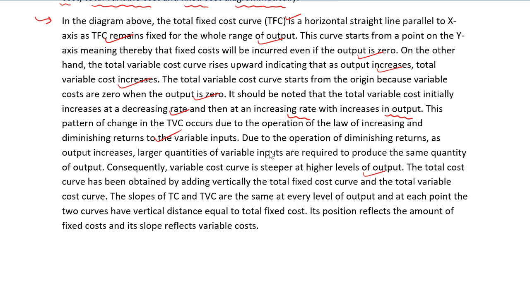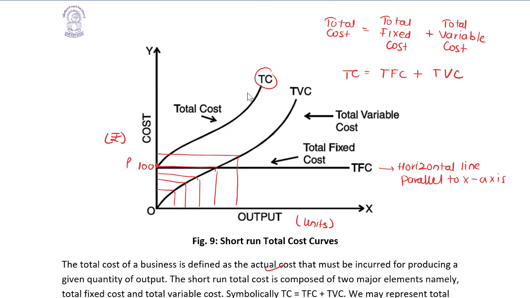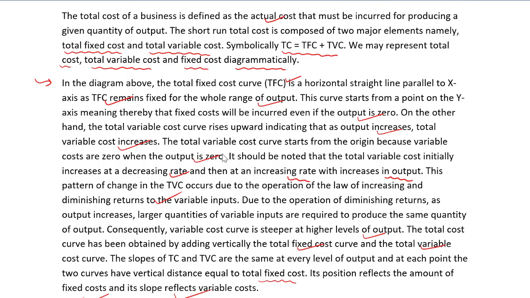At higher levels of output, the total cost curve has been obtained by vertically adding the total fixed cost curve and the total variable cost curve. The slope of total cost and total variable cost is the same at every level of output. The two curves have a vertical distance equal to total fixed cost. Its position reflects the amount of fixed cost, and the slope reflects the variable cost. So you can see, students, this distance and this distance would be common because the distance between total variable cost and total cost is because of the total fixed cost.